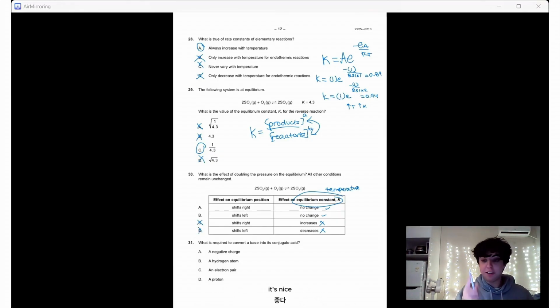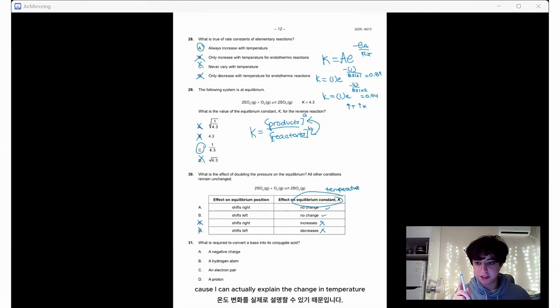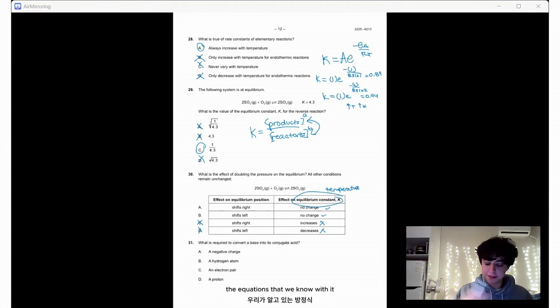HL, it's nice because I can actually explain the temperature thing. The equation we know that involves the equilibrium constant is the change in Gibbs free energy equals negative RT ln K. T is the only thing in there. Temperature, pressure, concentration, none of that is in there. It's only temperature. So that's the only one that has an effect on the equilibrium constant.